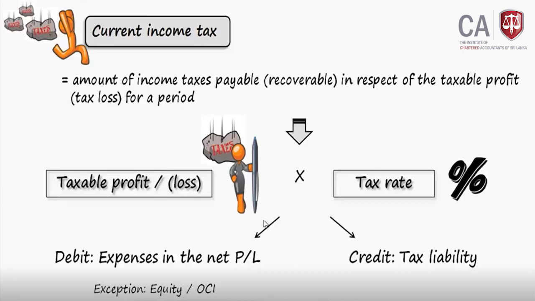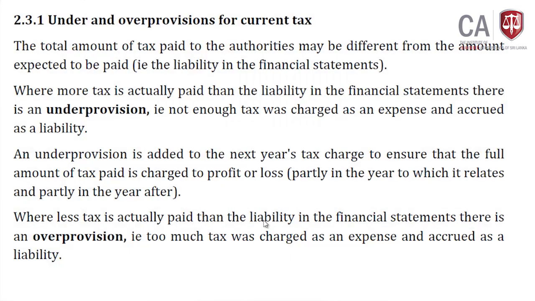The double entry for this is what? Debit expenses, credit tax liability. Sometimes it will come to OCI also, but that is not much more important. For ULL, it is important to understand the first double entry: P&L debit, income tax credit. This is important. How to adjust under or over provision for current tax. This is one adjustment you have done where? In your A-level exam. Use that A-level exam knowledge to answer this question.